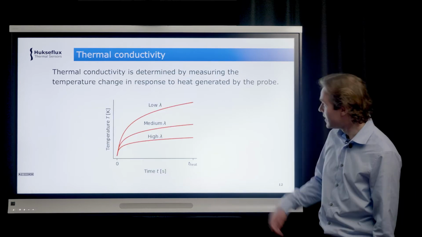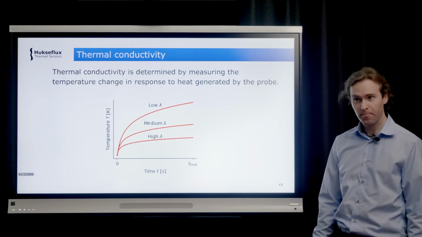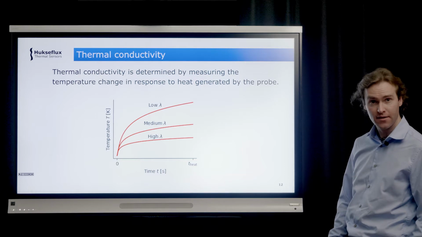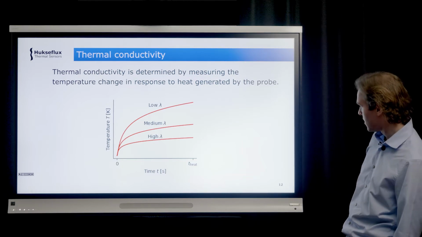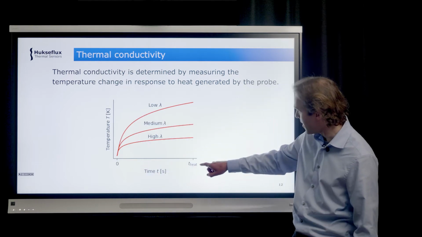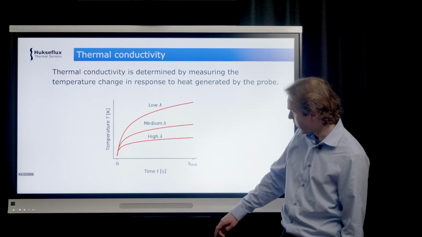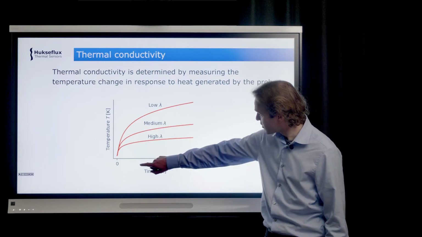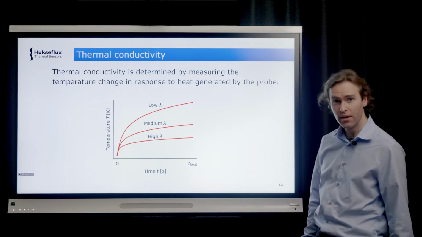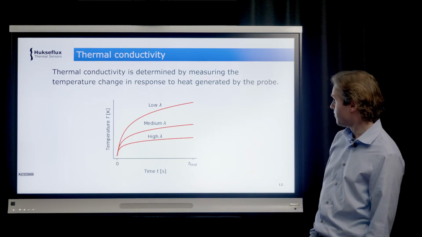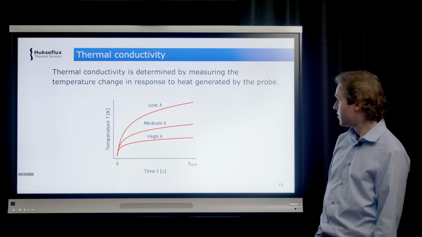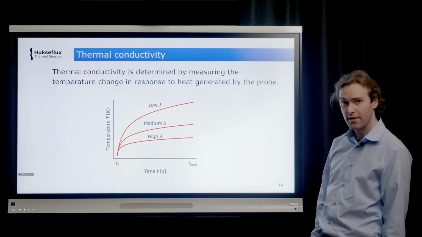So you insert the needle into the material, and upon switching on the heater, the temperature will start to rise. As you can see here, I've plotted the temperature as a function of time. And depending on the thermal conductivity, the temperature will rise either more quickly or more slowly. So basically, the thermal conductivity is determined by measuring the response to heat generated by the probe.